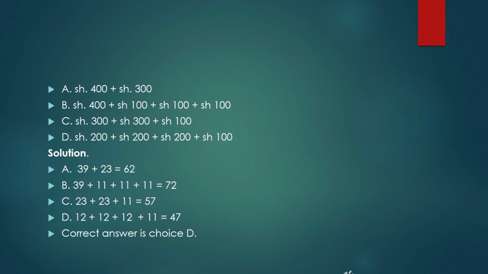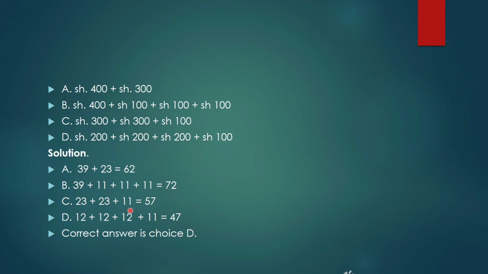400 was 39 Kenyan shillings and 300 is 23. So if you add 39 plus 23, a total commission of 62. And then combination B, if she decides to send 400 and then 100 thrice, she'll pay 39 for the 400 and 11 for the 100. So 11 three times. That is a total of 72 as commission. Then combination C, if she decides to send 300 twice and then 100, she'll pay a commission of 23 and 23 shillings for the 300s and 11 for the 100, which is 57.